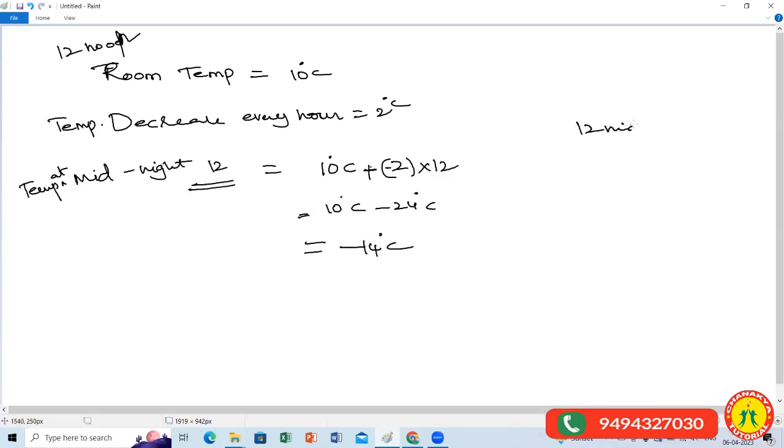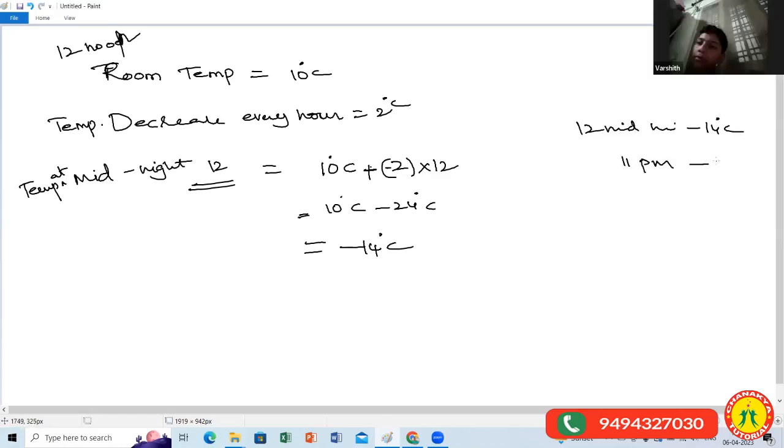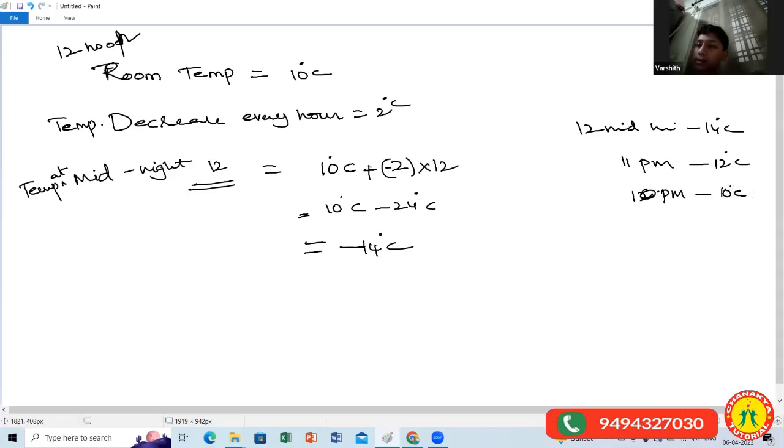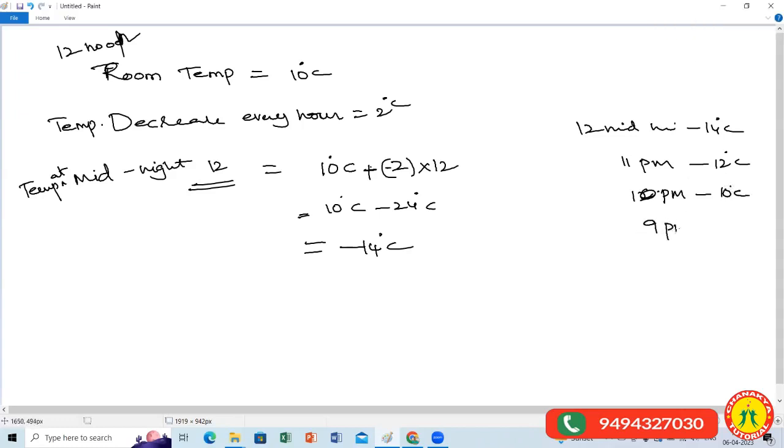12 midnight, -14 degrees Celsius. So 11 p.m. means it is decreasing, right, by 2 degrees Celsius, so -12. Then 10 p.m. is -10 degrees Celsius. 9 p.m. means -8 degrees Celsius. That's why -8 we can write as 8 degrees Celsius below zero. Yes, ma'am. So at 9 p.m. the temperature was -8 degrees Celsius. You can write the conclusion statement.